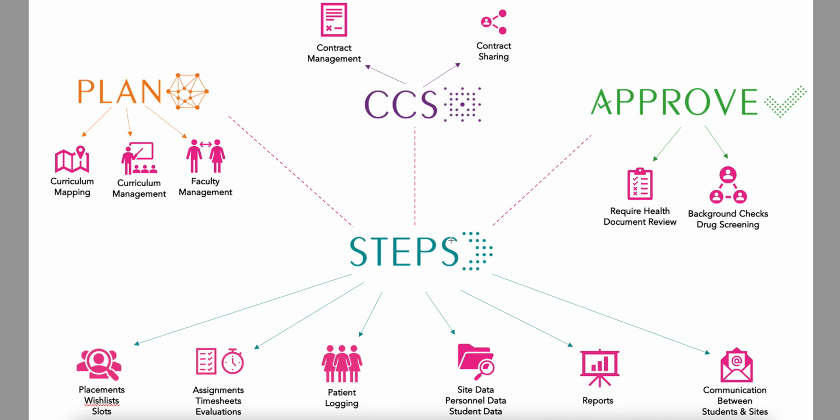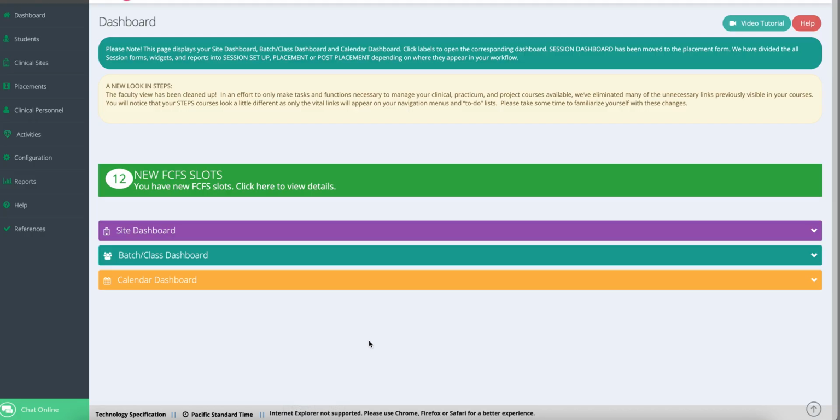For a quick reference, Plan will help you manage and map your curriculum to accreditation standards so that you can identify any gaps, redundancies, or misalignments in your curriculum. Approve is a compliance service where our team will review and approve student-required health documents for you, such as immunizations, certifications, and background and drug screenings. And CCS is a university-level solution that allows all departments to centrally store contracts in one location and easily share affiliation agreements. Now let's dive into Steps, which is our linchpin solution for all things clinical education.